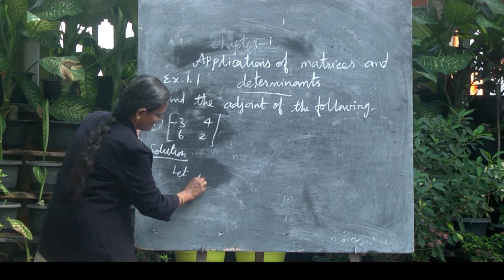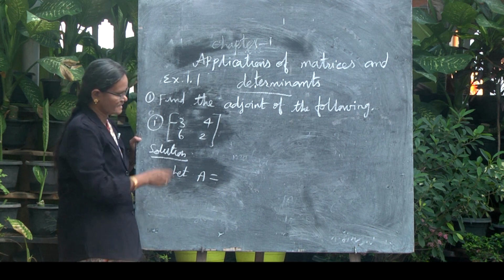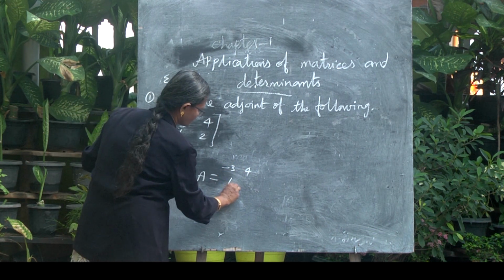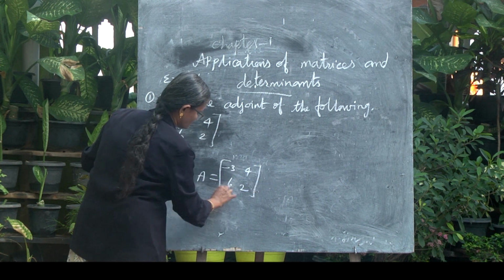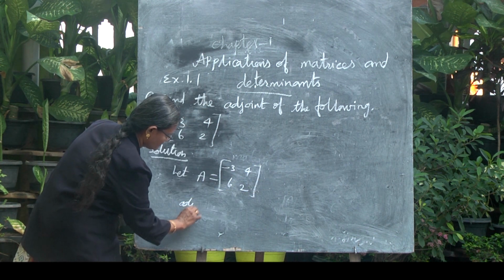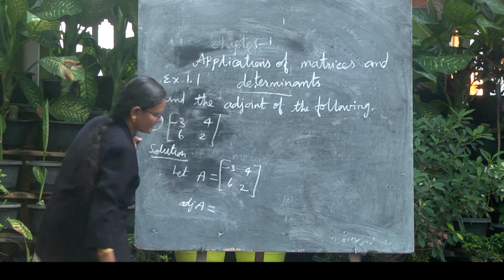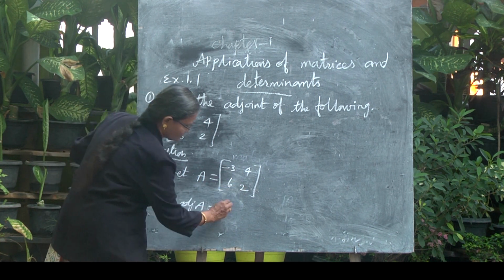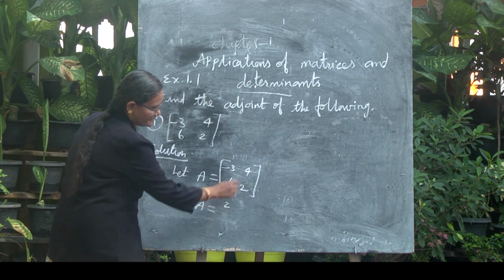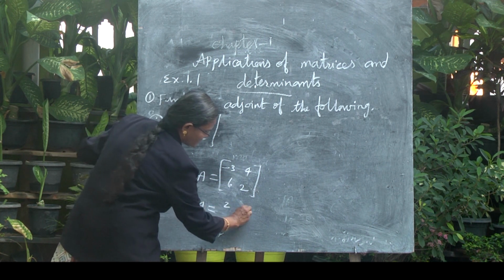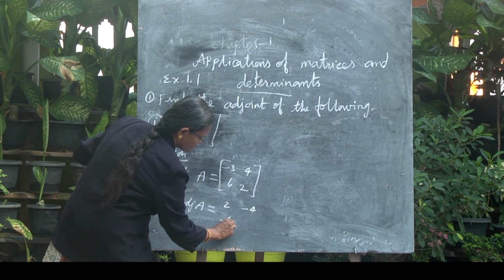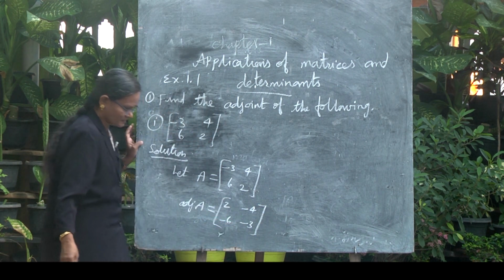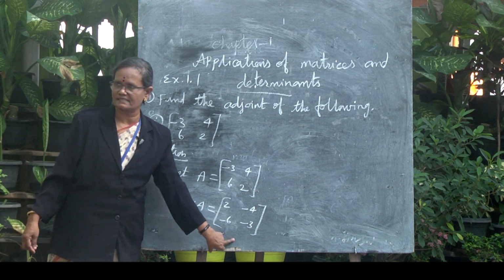Let us take the given matrix as A. Here A is equal to minus 3, 4, 6, 2. Then adj of A: interchange the leading diagonal elements, that is 2 here, and change the sign of the other diagonal elements, minus 4, then minus 6, minus 3. This is the adjoint of A for a 2 cross 2 matrix.